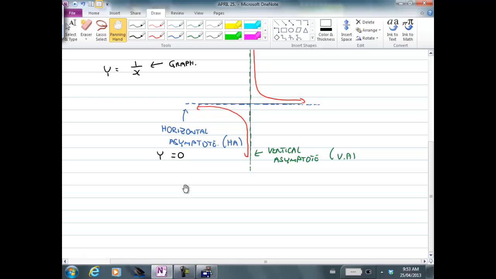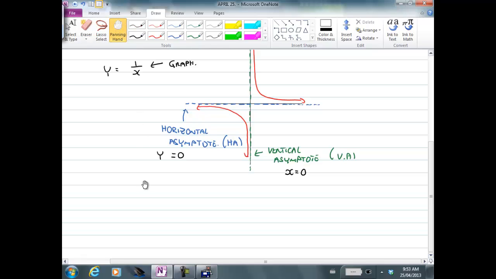Okay. So vertical asymptotes. Again, I need an equation. Ashley, what do you think the equation is going to be? X equals 0 is correct. Very simple concepts. I've taught you two things.